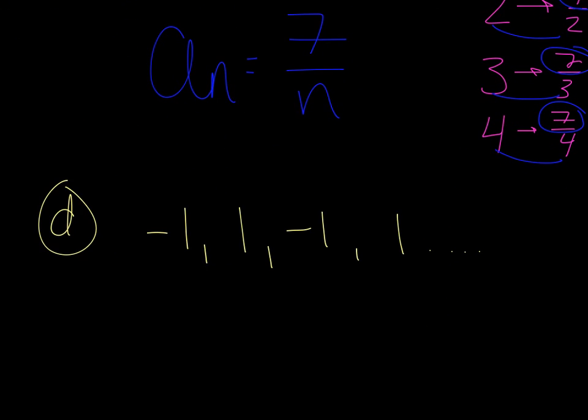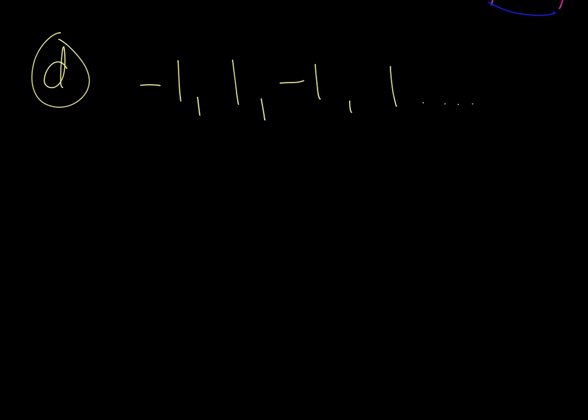All right, letter D. Negative 1, 1, negative 1, 1. Obviously that pattern is going to continue, negative 1, 1, etc. So again, I just make a little note for myself. When I plug in a 1, I want to get a -1. When I plug in a 2, I want to get a 1. 3, a -1, and 4, a +1. So right off the bat, the only way I can keep getting 1 as an answer is I would have to have 1 to a power.